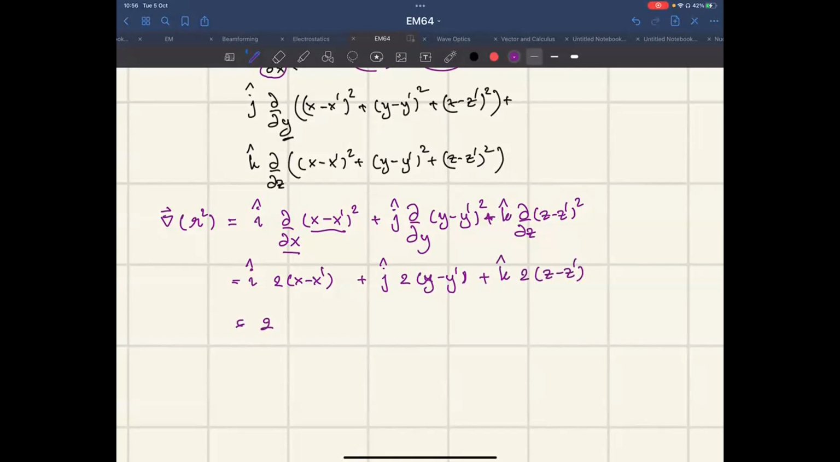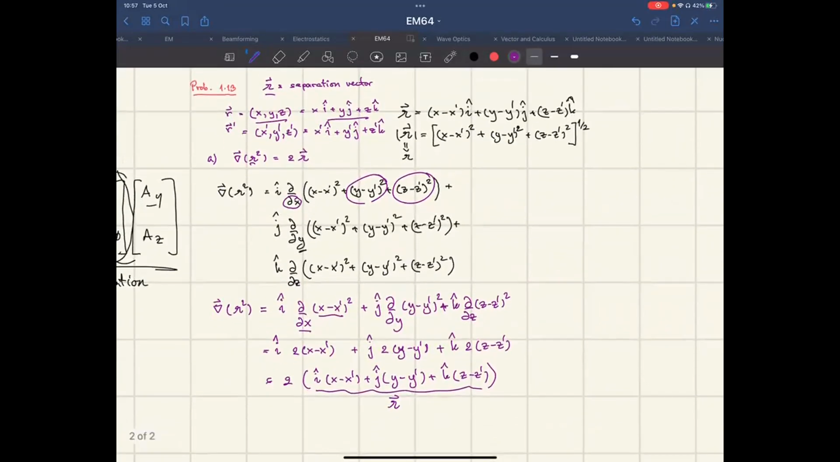And we pull 2 out of the equation. We get i(x minus x prime) plus j(y minus y prime) plus k(z minus z prime). Okay, what is this? See, they're just the same thing here. This one, this one, this one, this one, and this one and this one.